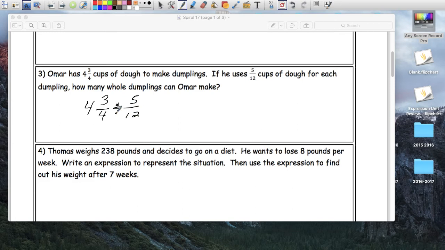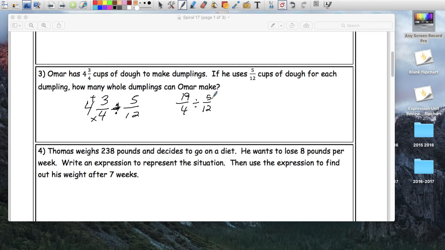Okay, so the way we learned it this year, first of all, we're going to change this mixed number to a proper fraction. So you're going to go like this. Multiply 4 times 4 is 16, then add 3, you get 19 over 4. And divide by 5 over 12. Okay, now they're both fractions, no mixed numbers.